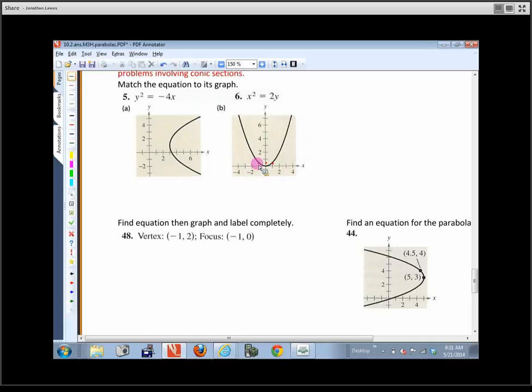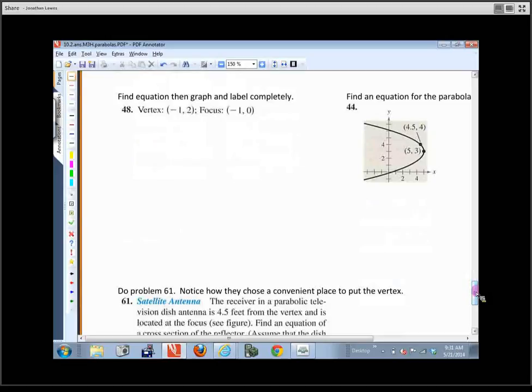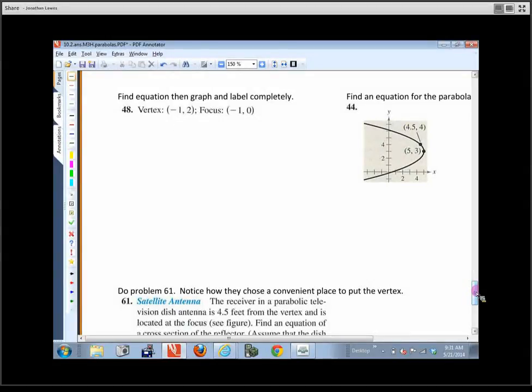So I'm pretty sure B is part 6, but again, check the 6 choices that you've got on 1 through 6. Any questions there? Okay, take a look at problem number 48. It says, find the equation, then graph and label completely. Now, please read the instructions for each part because sometimes it'll just say, come up with the equation. Sometimes it'll say, come up with the equation and graph. On this one, it says, come up with the equation, graph, and label, okay?